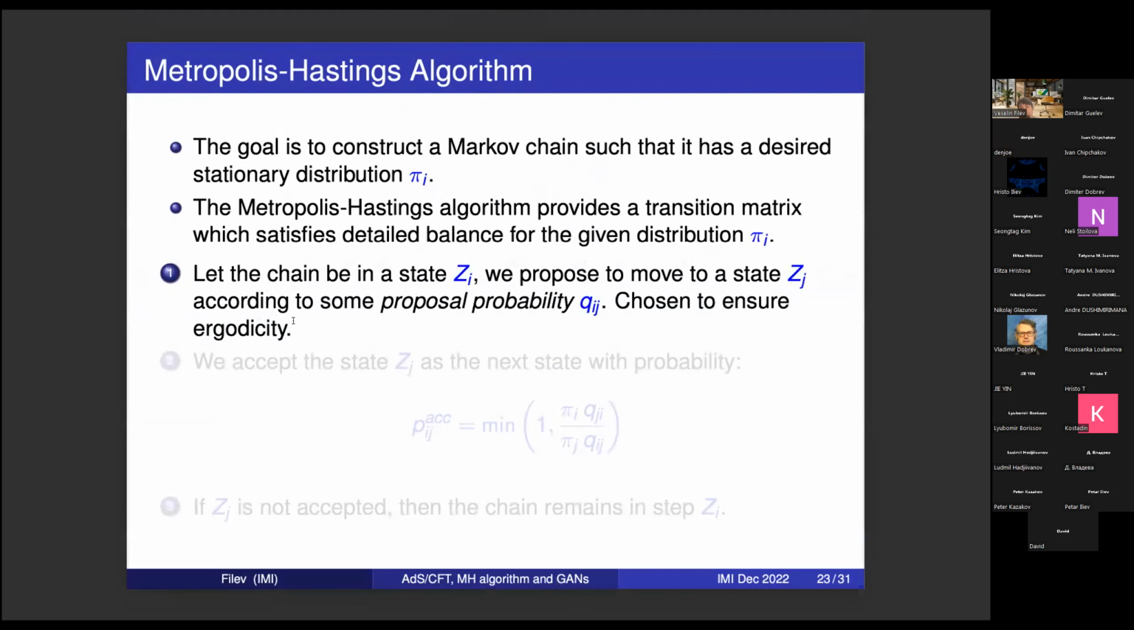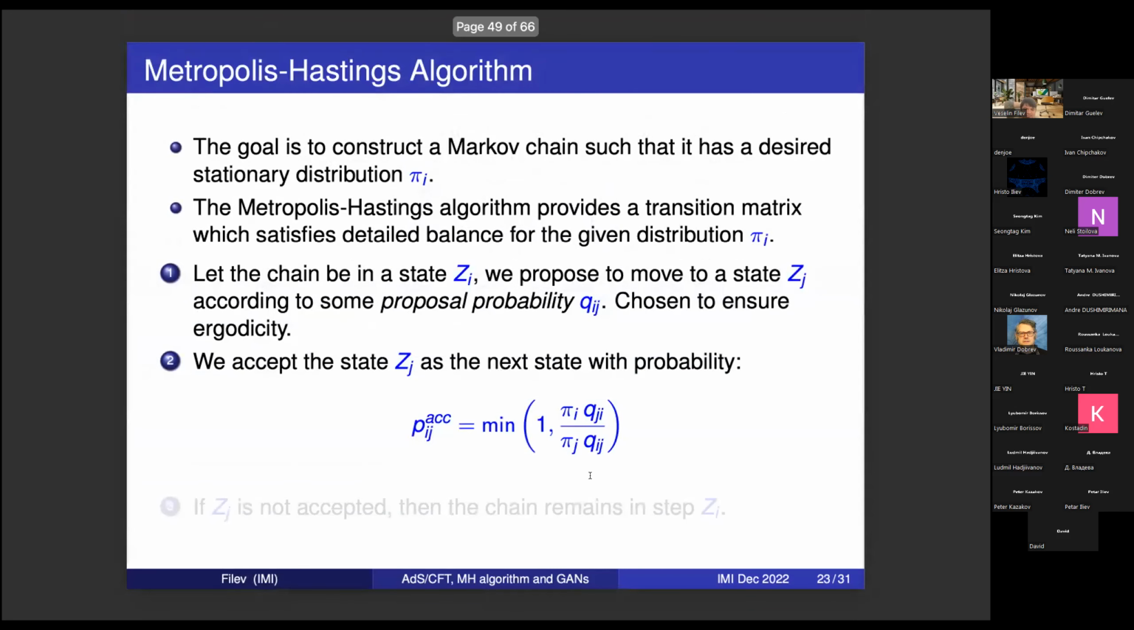Let the chain be in a state Zi, and we propose to move to a state Zj according to some proposal probability. It's up to us to choose this proposal, and it's random. But it has to be chosen in such a way that you sample all possible states, so that you have ergodicity. Then the next step, which is the main step of this very simple algorithm that works in almost every case, is to accept the proposed next state with a certain probability.